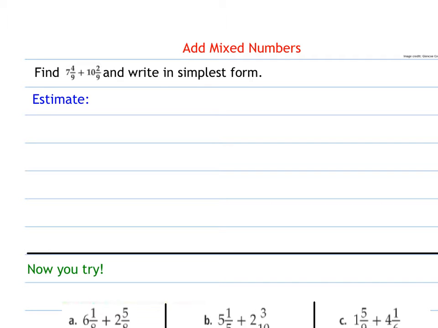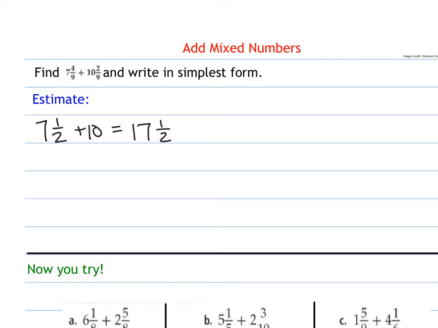Okay, so here we are adding mixed numbers. And the first thing that we're going to do is estimate. So 7 4/9 is close to 7 1/2. 10 2/9 is a lower fraction, so I'm going to just estimate it down to 10. If I add these together, that would be 17 1/2. So my answer should be somewhere around there.